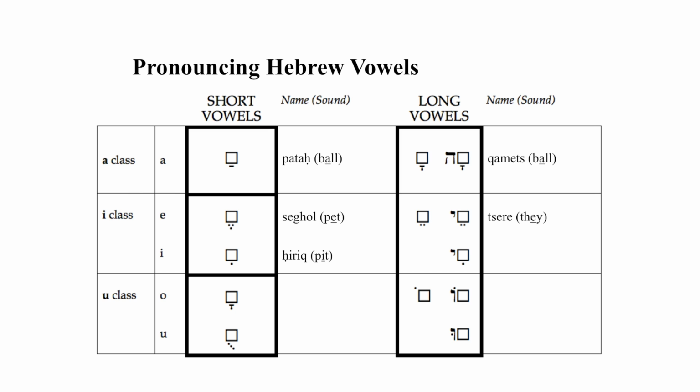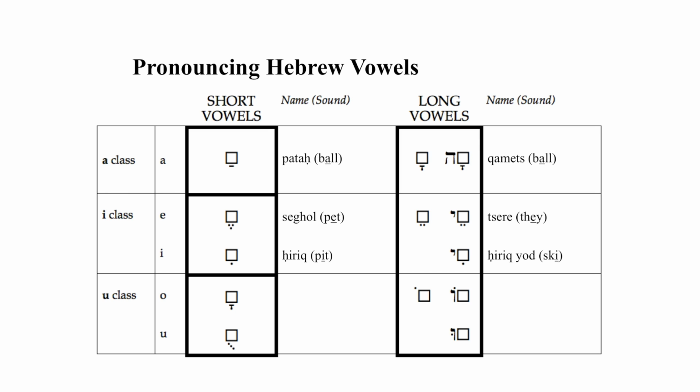The third row is represented with short I and long I. Short I is a single dot beneath the letter, like in the word pit. The long I, again, has the European pronunciation, not the American pronunciation, and can be best remembered with the word ski. It's going to be an E sound, which to us sounds like an E.